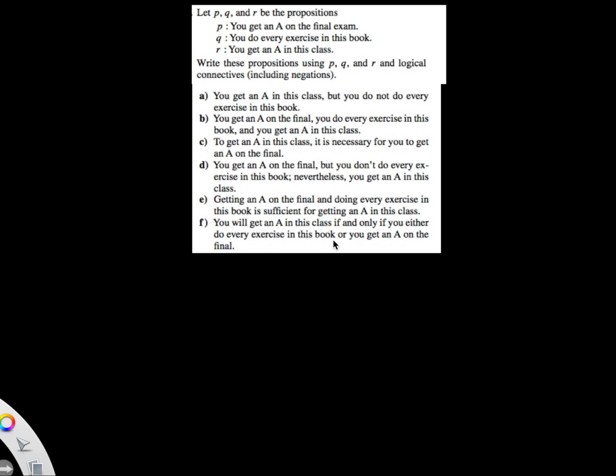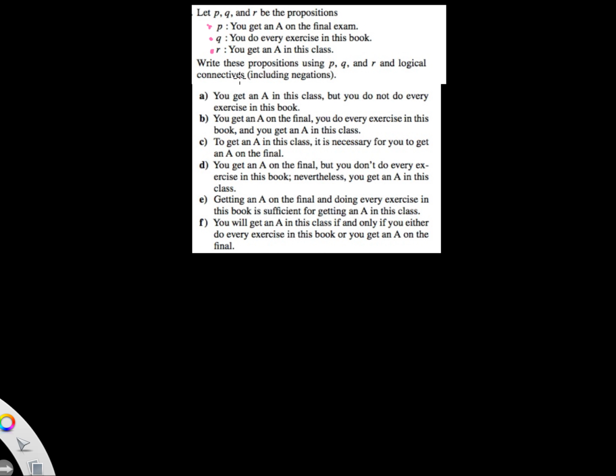Okay, so welcome again. And in this video, we're going to look at the following problem. Let P, Q, and R be the following propositions. P is the proposition that you get an A on the final exam. Q is the proposition you do every exercise in this book. And R is the proposition that you get an A in this class. So I've got three propositions over here, P, Q, and R.